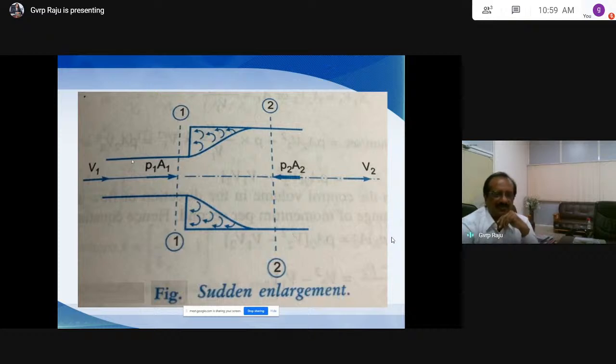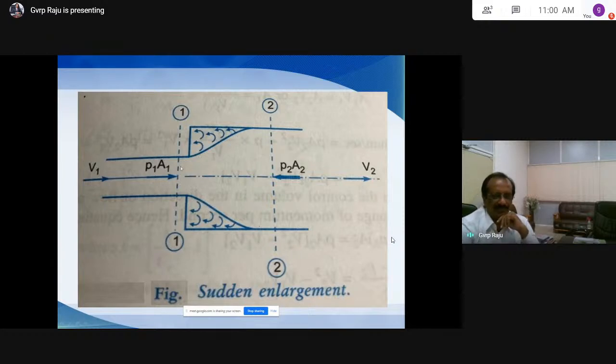So when there is sudden enlargement, what happens to the flow here? The flow goes in this direction, and you can expect a backward flow also. This is the forward flow. So you see the velocity here is V1, and the velocity here is V2, and the water is flowing like this, and this is the pressure force here, P1A1, and pressure force here is P2A2, and the major loss here is loss due to sudden enlargement.